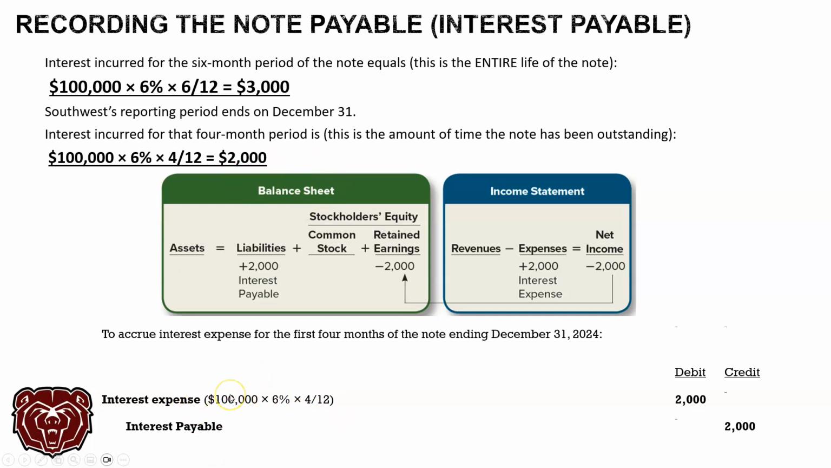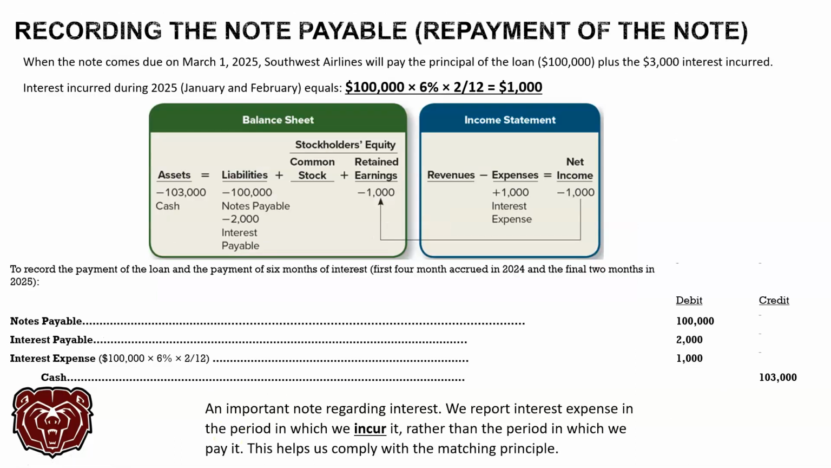Okay. So again, this is the way we calculated it: 100,000 times 6% times 4/12. We increase an expense because we're recognizing that we used it, and then we're going to increase a liability to recognize that we have to pay that cash in the future. Okay. So let's take a look at repayment of the note.